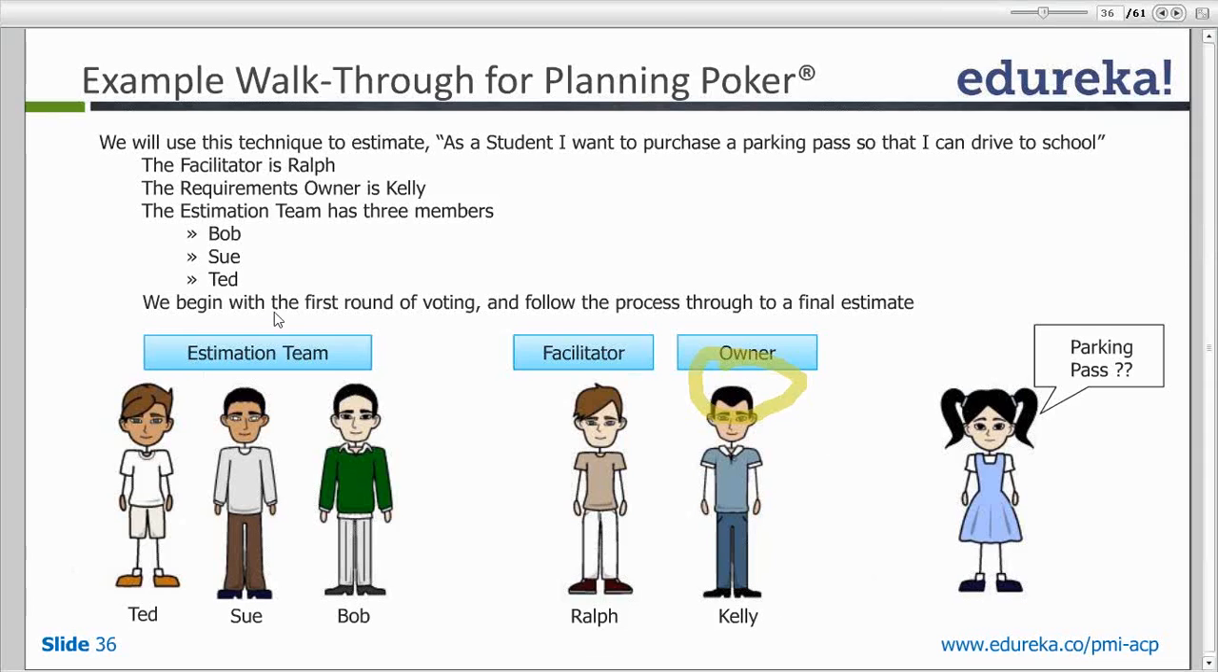Okay? So when I say we begin the first round of voting, facilitator Ralph would ask Ted, Sue, and Bob to vote. Based on the requirement, as a student, I want to purchase a parking pass so that I can drive to school. Estimation teams can choose to ask questions to the product owner, or maybe they can have their own assumptions. Okay?